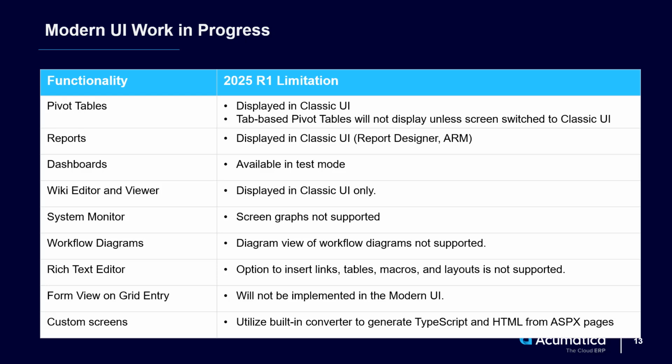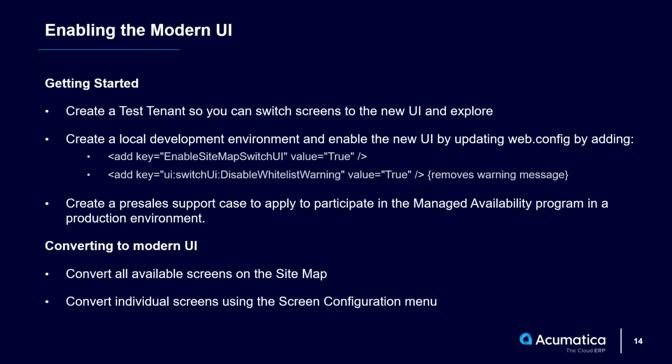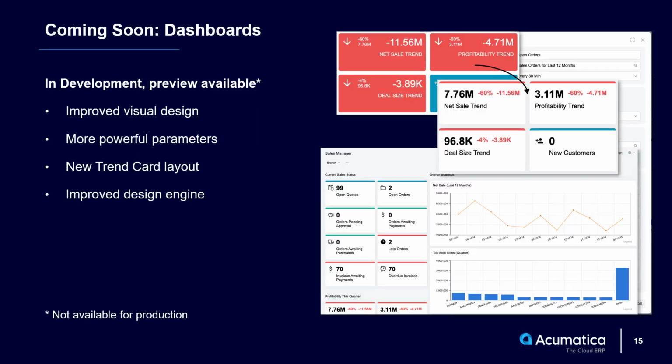There are a few screens in 25R1 that are not yet converted, mostly reports and pivot tables. The items in this chart will be completed before general availability of the modern UI. Partners who have built custom screens can utilize a developer tool to convert screens to the modern UI. You can get started with the modern UI by creating a test tenant, building a local environment, or creating a pre-sale support case. Provide feedback via the community pages or apply for managed availability for structured feedback.